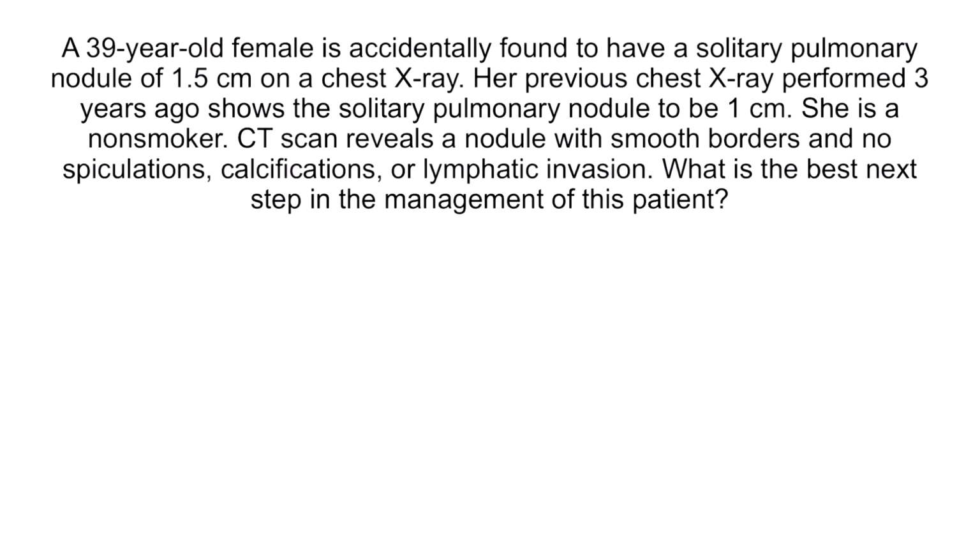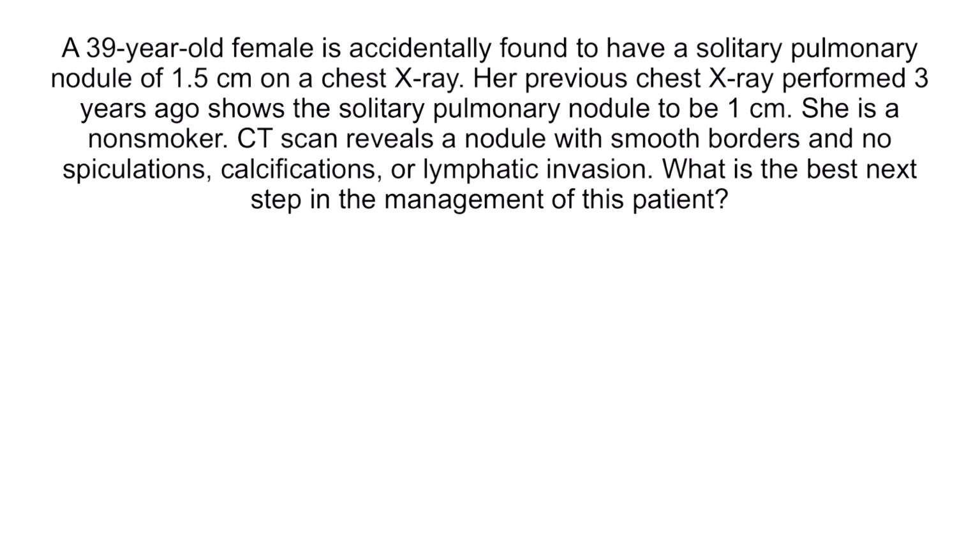All right, let's try a question. A 39-year-old female is accidentally found to have a solitary pulmonary nodule of 1.5 centimeters on a chest X-ray. Her previous chest X-ray, performed 3 years ago, shows the solitary pulmonary nodule to be 1 centimeter. She is a non-smoker. CT scan reveals a nodule with smooth borders and no spiculations, calcifications, or lymphatic invasion. What is the best next step in the management of this patient?